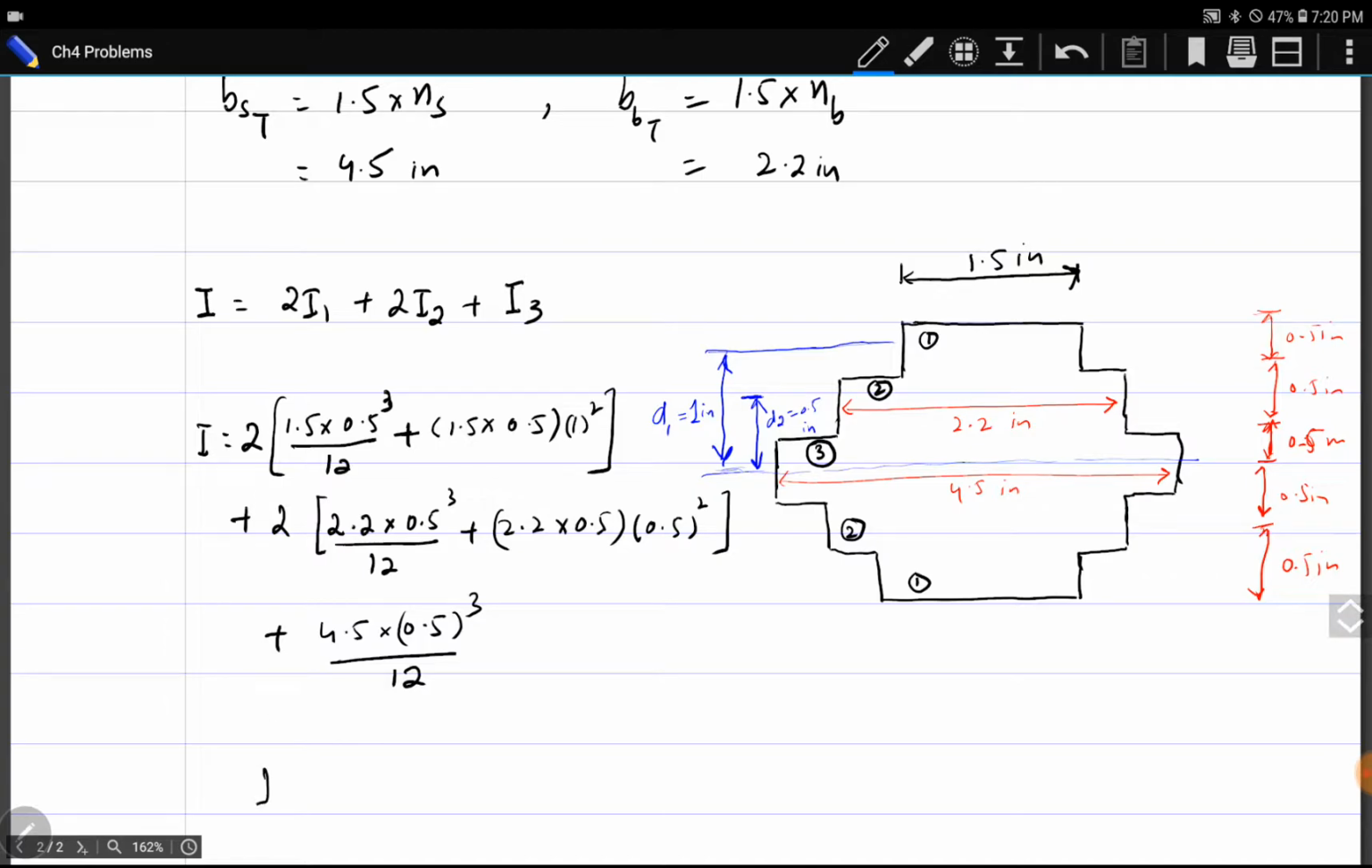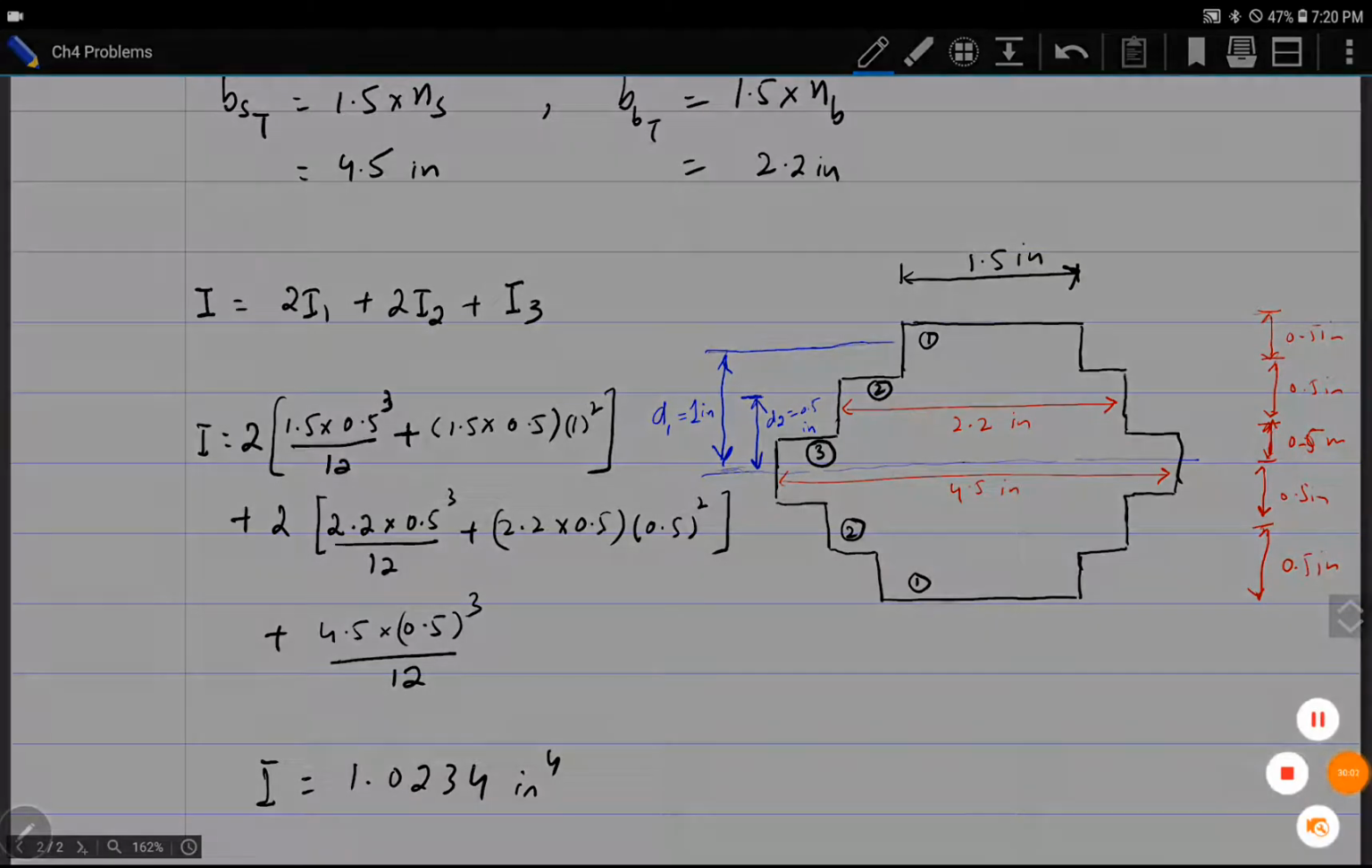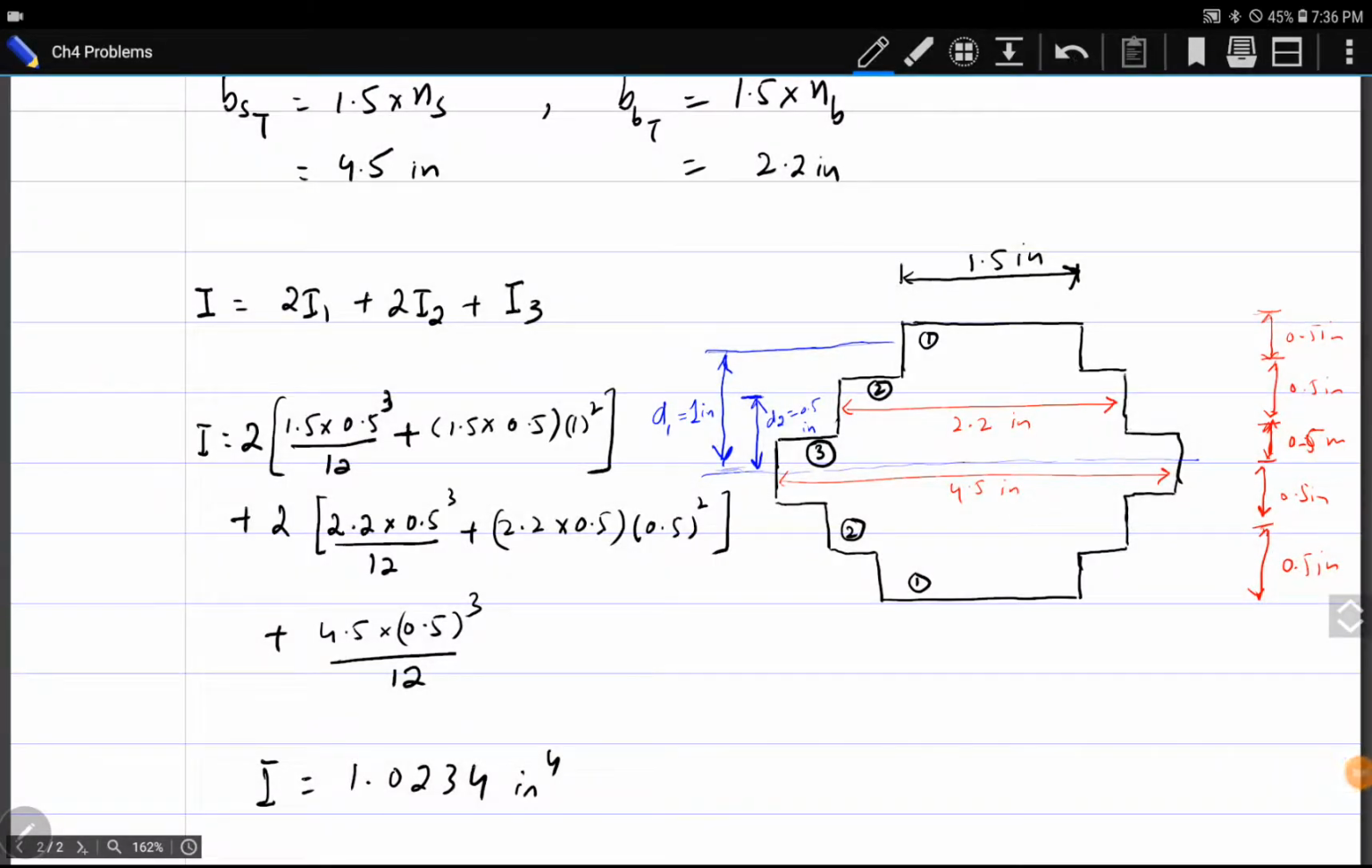So total I becomes, by adding 2 times I1 plus 2 times I2 plus I3, 1.0234 inch to the power 4. Sorry, there is a mistake in calculation. I will be 2.1875 inch to the power 4. Okay, we have found I.